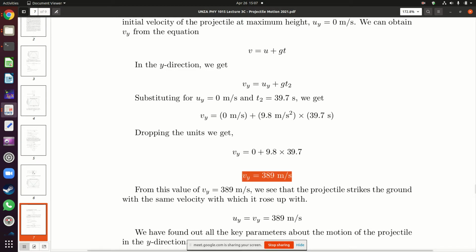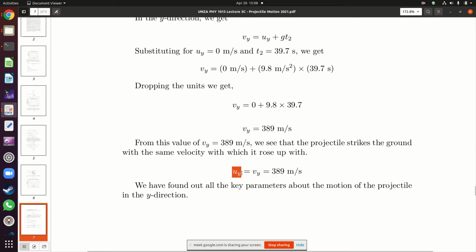So here what you see is that your Uy, which is 389 meters per second when the projectile is going up, is the same as Vy, the velocity with which the projectile hits the ground.